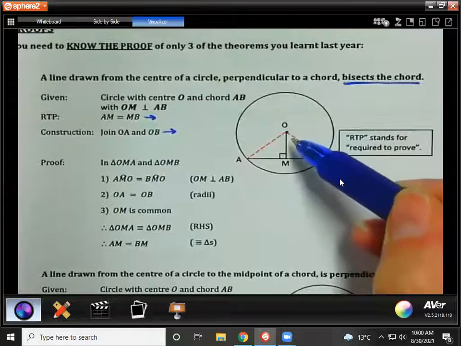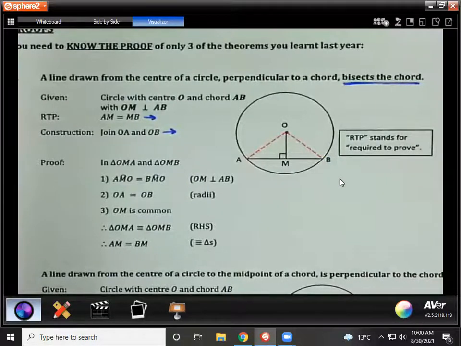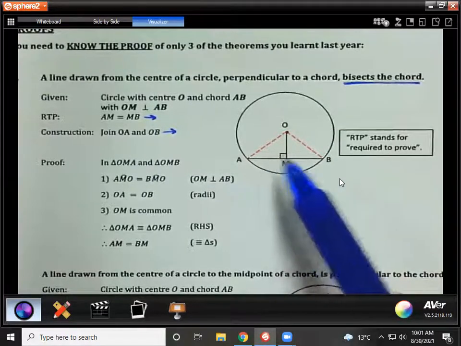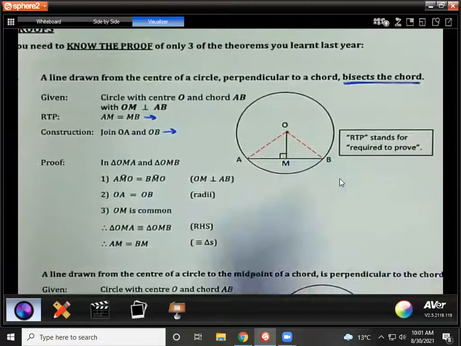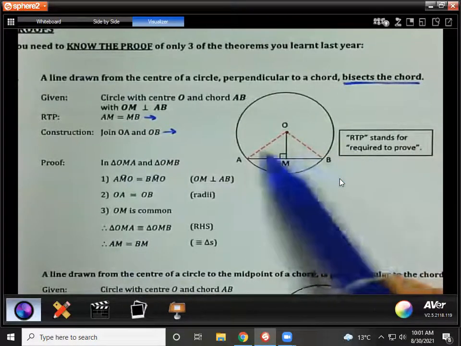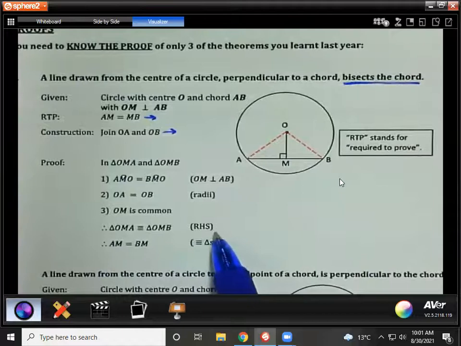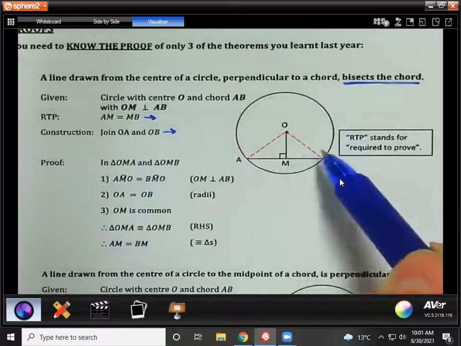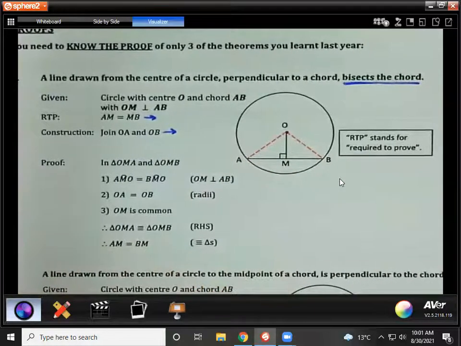Then OM, whatever the line from the center to the chord is, that line is common because it's a side of both of the two triangles. So therefore, do you guys remember you have four cases of congruency? It's side, side, side, side, angle, side, and right angle, hypotenuse, side, which is the one that we're using here. All right, so then you're going to say OMA is congruent to OMB. Remember that order is important. Okay, you have to use the same order for congruency. RHS, right angle, hypotenuse, side. Now guys, if two triangles are congruent, they are absolutely identical. All right, so if this triangle is congruent to that triangle, then those two sides have to be equal. And there you are proving what you are required to prove.